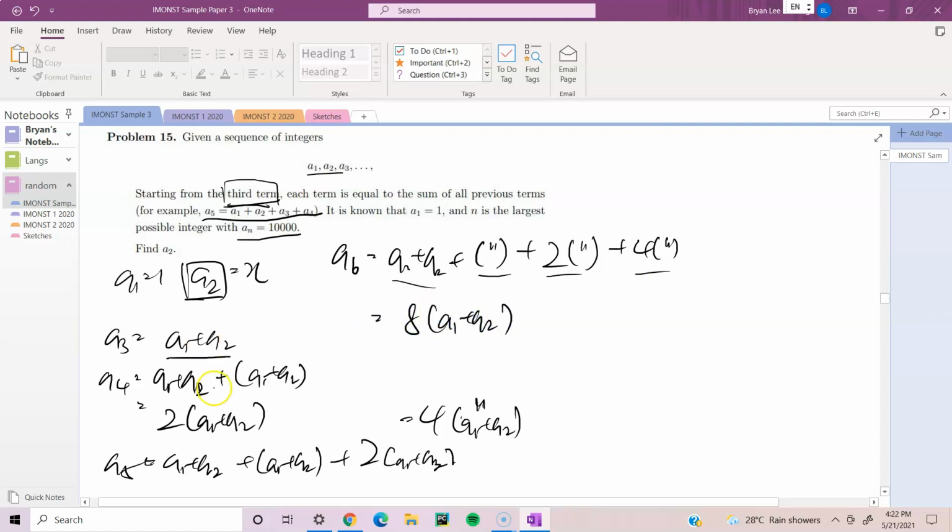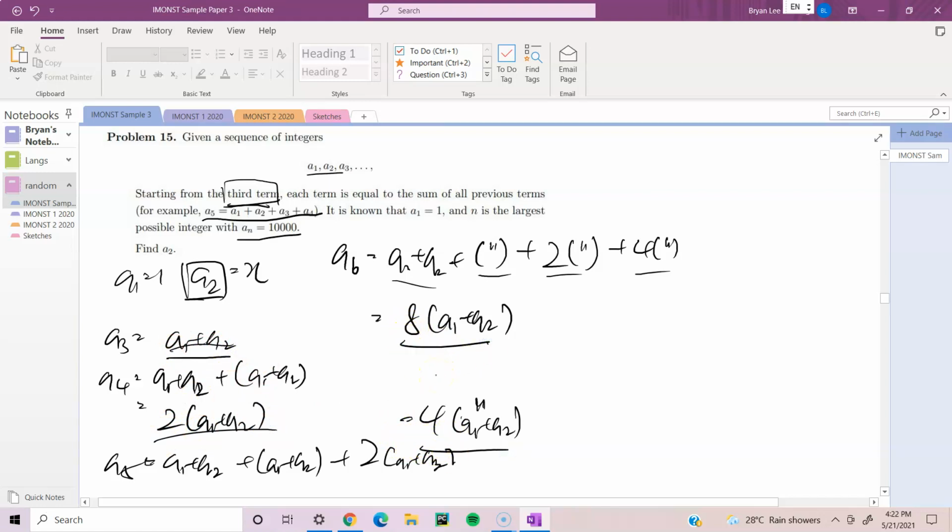Right. As you can see from the third term, it's always in terms of a1 plus a2. It's just a matter of how many of these, right? So for a3, we have 1 of them, and then a4, we double it. Then a5, we double the previous term, a6 double of previous term.